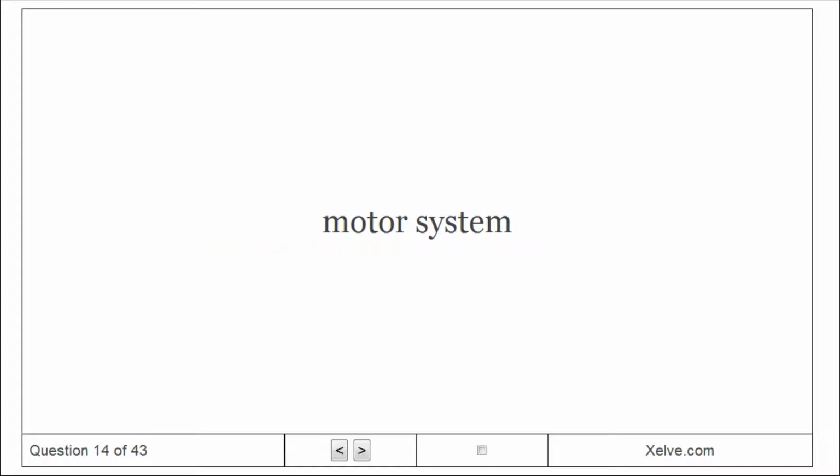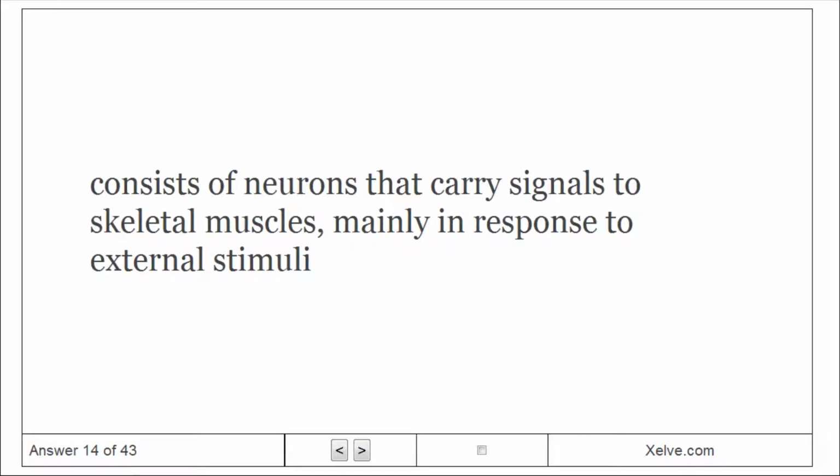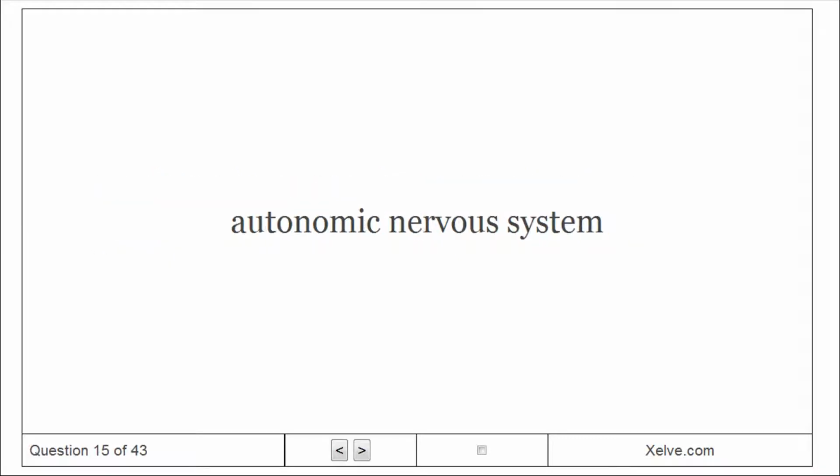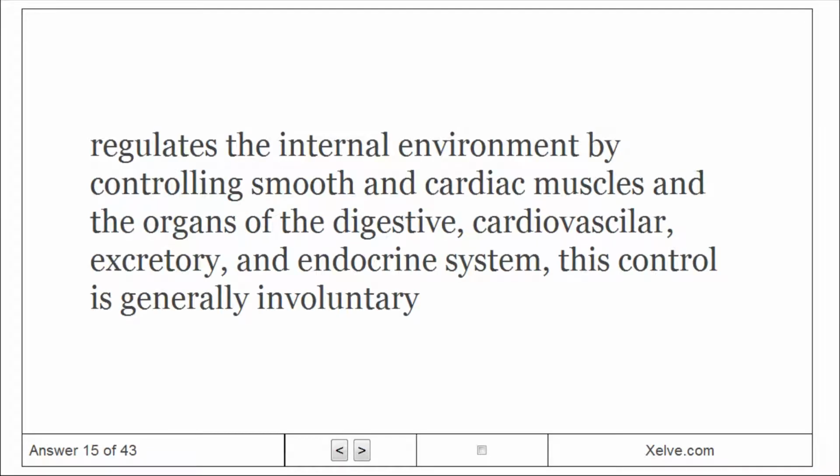Motor system consists of neurons that carry signals to skeletal muscles, mainly in response to external stimuli. Autonomic nervous system regulates the internal environment by controlling smooth and cardiac muscles and the organs of the digestive, cardiovascular, excretory, and endocrine system. This control is generally involuntary.